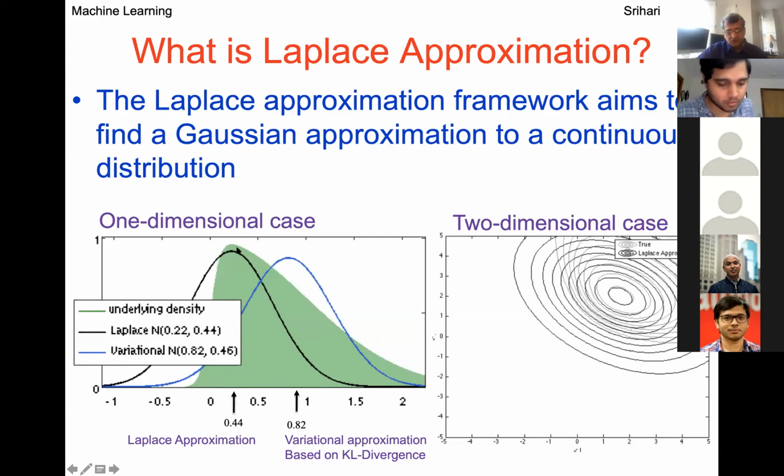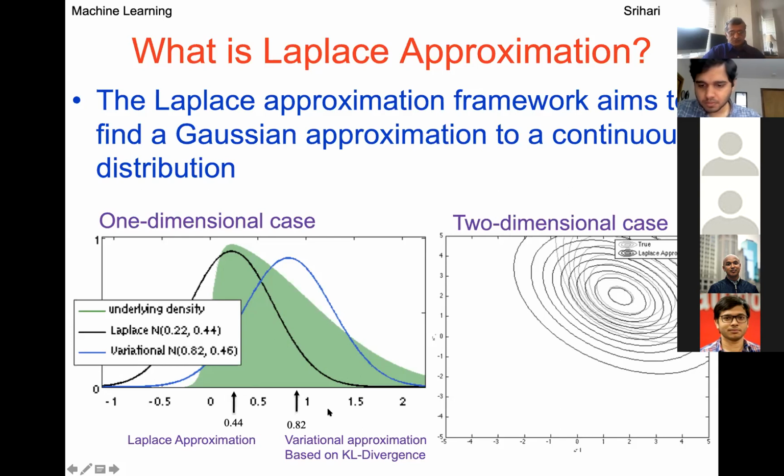Laplace says, tell me what is the mode of this distribution. Where does it peak? It says, okay, this is going from -1 to 2, and at 0.44 there's a peak. That's where this green mountain has a peak. Then Laplace says, I will find you a Gaussian with mean 0.44. Oh, no, I'm sorry, this is 0.22. I wrote it wrong here. This would be 0.22, and 0.44 is actually the standard deviation or variance. So we find a normal distribution over here. The only thing it is doing is it has got its mean there, and we need to specify its spread also somehow.